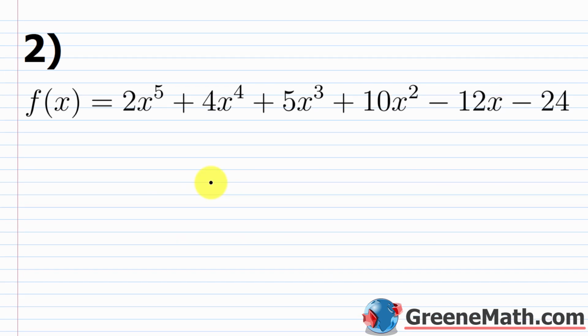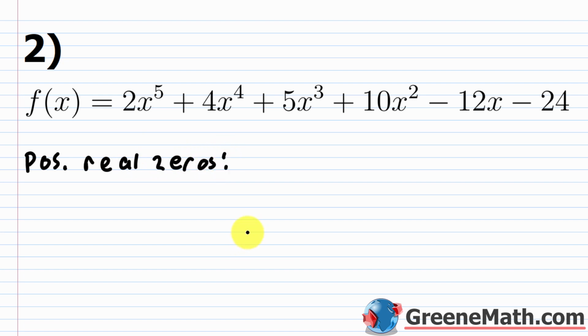All right, for problem 2, we have f of x is equal to 2x to the fifth power plus 4x to the fourth power plus 5x cubed plus 10x squared minus 12x minus 24. So again, let's start off by finding the positive real zeros here. And let me actually fix this, make it a little bit better here.